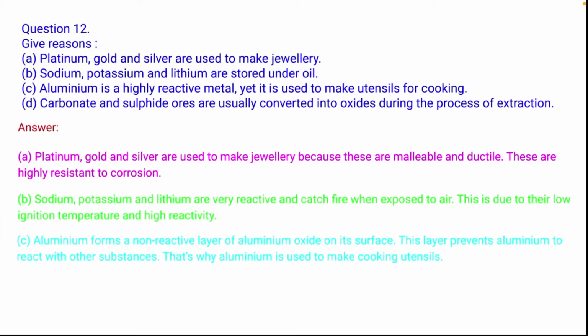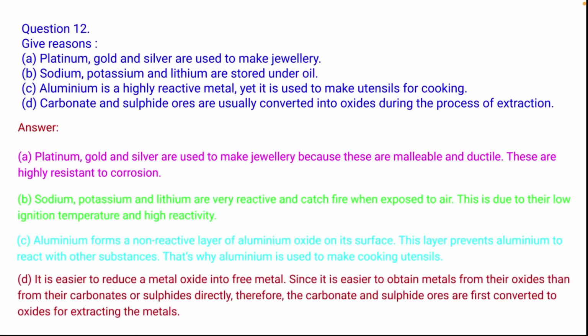Okay. Next we have: carbonate and sulfide ores are usually converted into oxides during the process of extraction. Why? The answer is, it is easier to reduce metal oxide into free metal. So from metal oxide it becomes quite easy to reduce them into free metal.